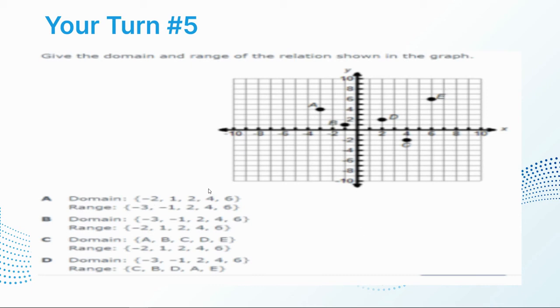So now we want to find the domain. So for a domain, again, you're going to move from left to right, starting at negative infinity, and move across until you see your first dot. And that will tell you your first domain.